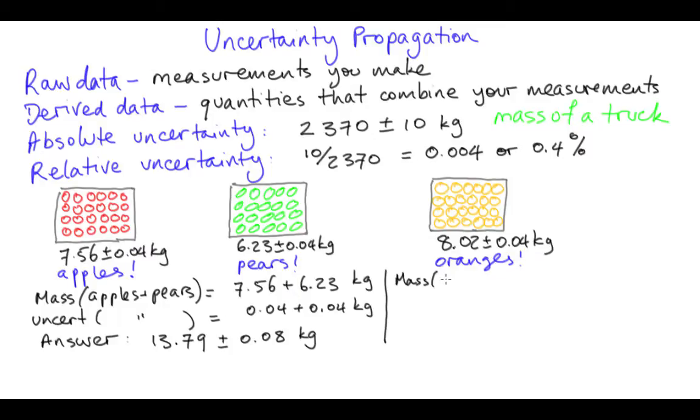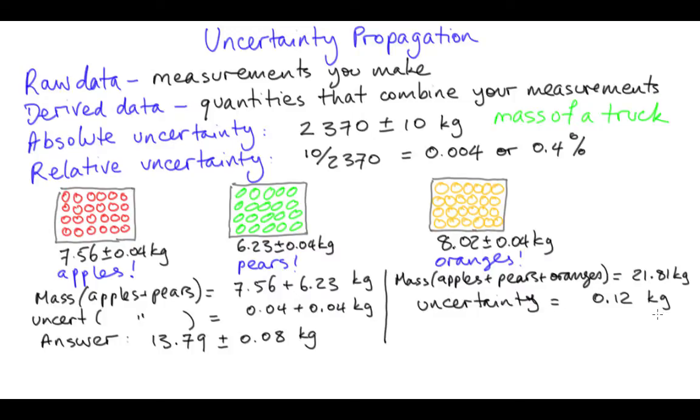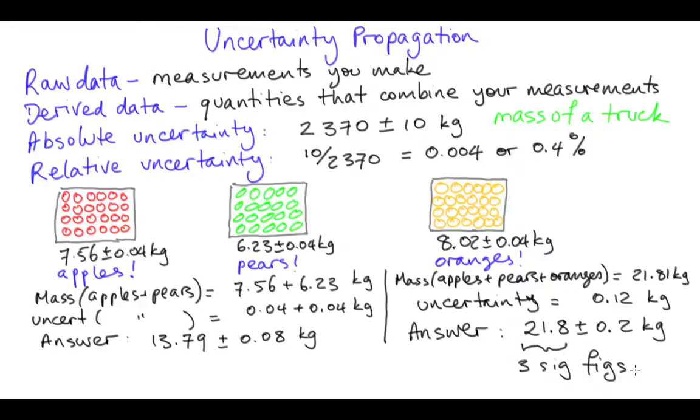Now my uncertainty is increased to more than one significant figure, so I have to change the way I write this to be 21.8 plus or minus 0.2 kilos. We always round up the uncertainty just to be on the safe side. But notice that I've still got 3 significant figures in my total weight of the 3 trays of fruit. Each measurement started with 3 significant figures, and when I've added everything together, I've still got 3 significant figures at the end.